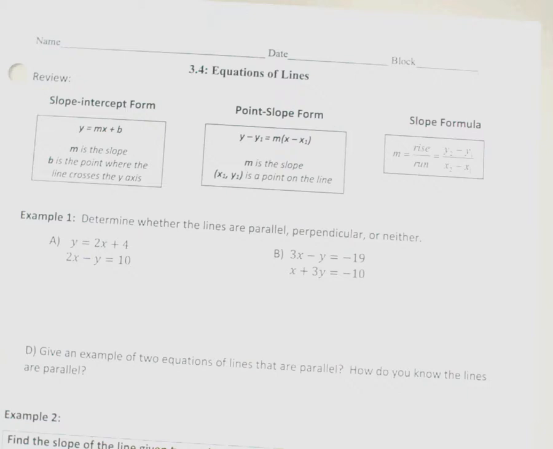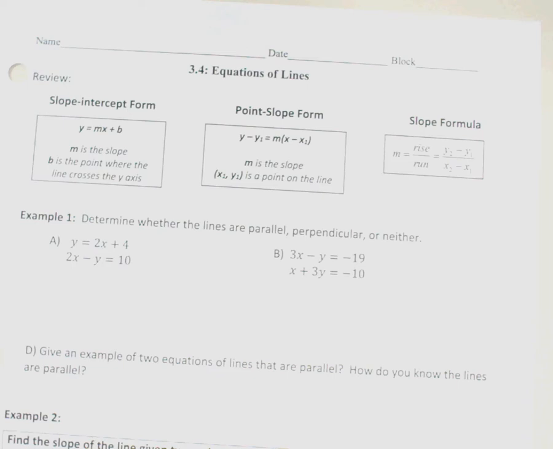Today we're looking at chapter 3, lesson 4, equations of lines. We are continuing our discussion on parallel and perpendicular lines and the relationship between the slopes. Now in chapter 3, lesson 3, we talked about the slope of a line and how to determine if two lines were parallel or perpendicular based on the slopes.